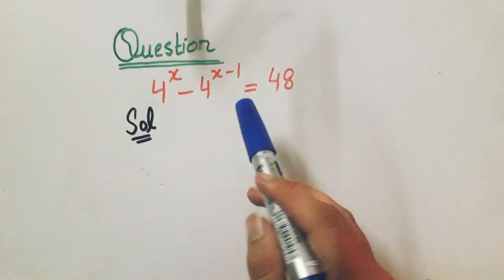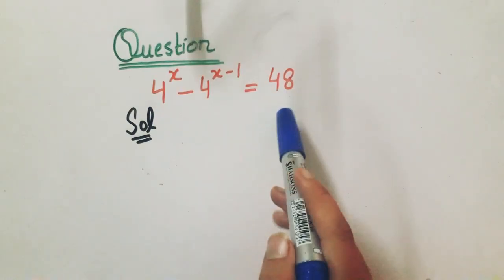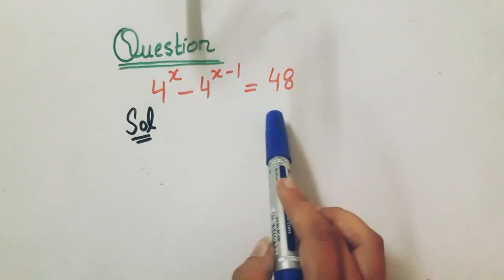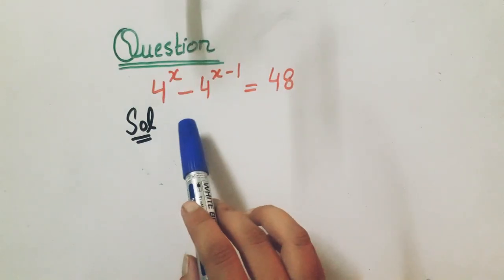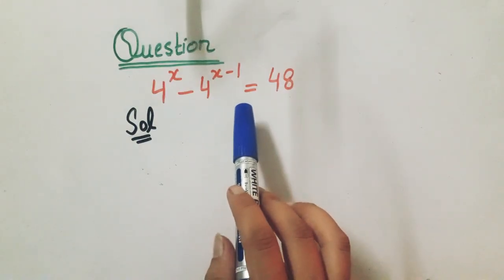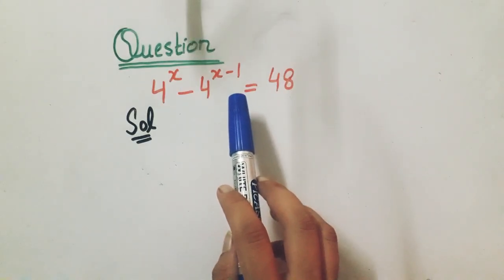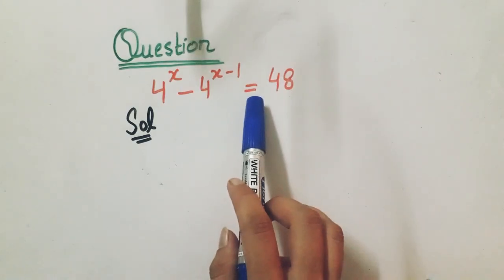Today we will solve another exciting exponential question, that is 4 raised to power x minus 4 raised to power x minus 1 equals 48. At first this might look confusing because the exponents are close, but with the right technique it becomes simple. Let's start step by step.